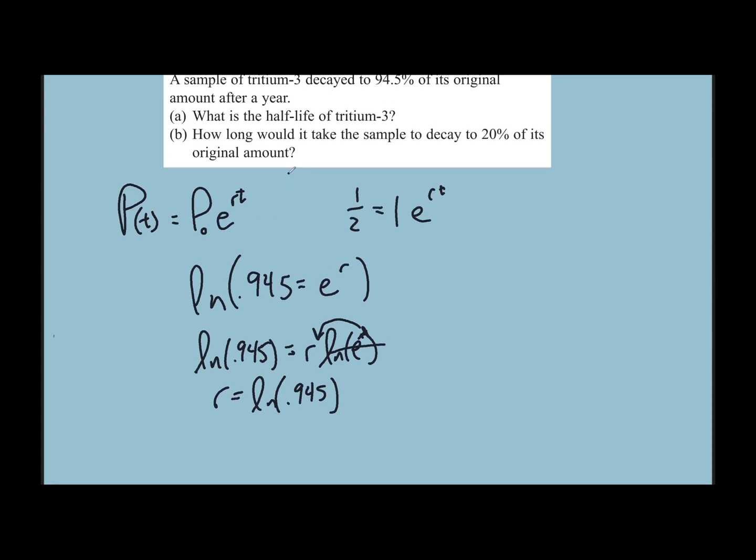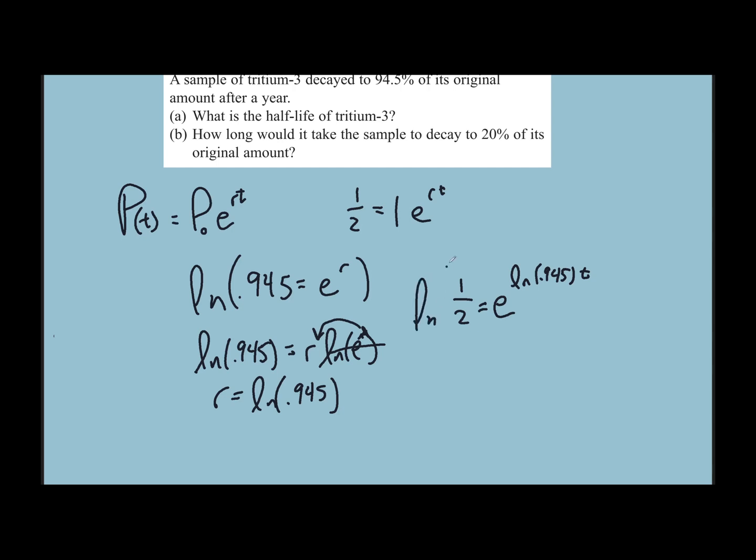And now we can find the half-life because we know r. So we'd say 1/2 equals e to the ln 0.945 t. Look, we haven't done any calculus. This is actually just algebra, isn't it? I think it might be. So what do we do now? I think we might take another natural log. Isn't that what we should do?